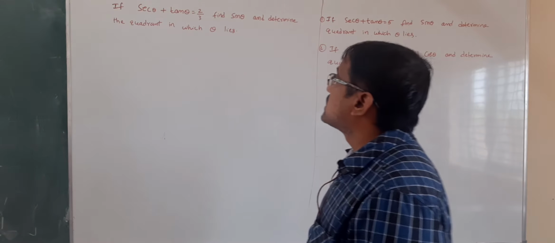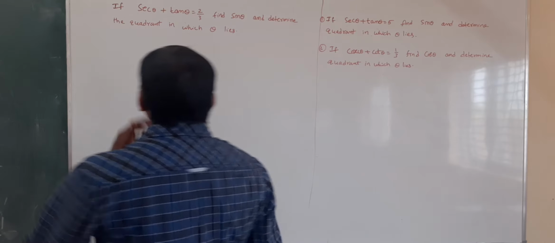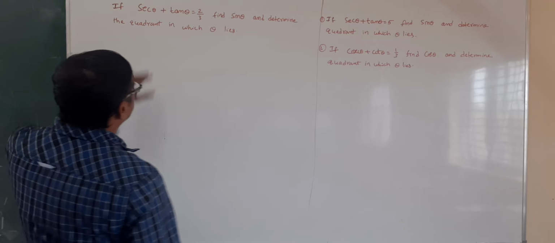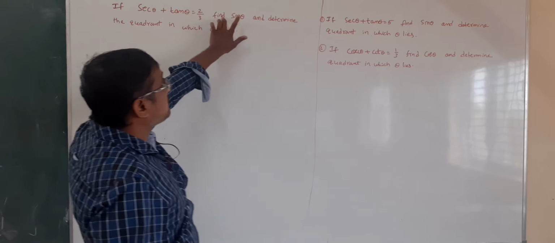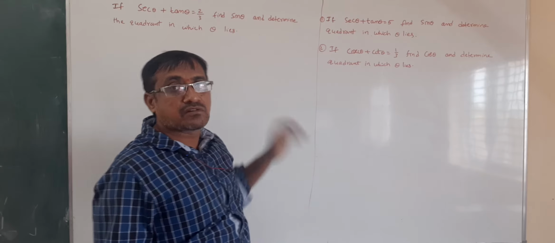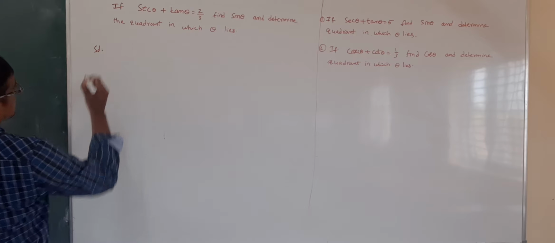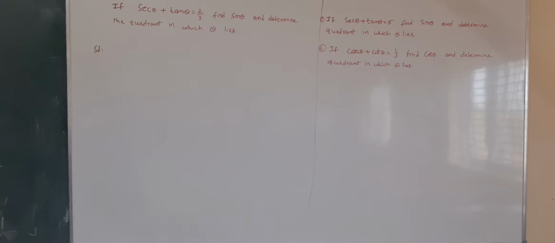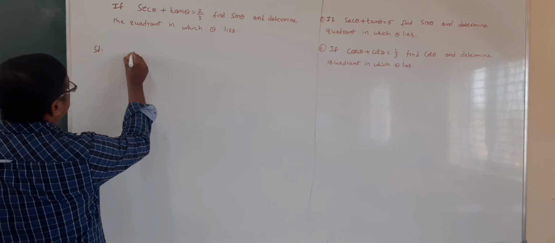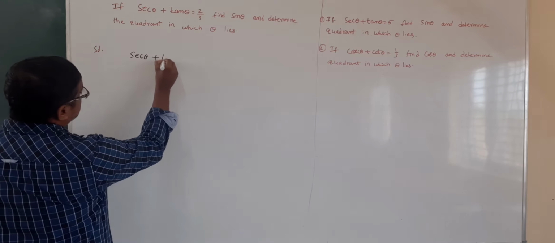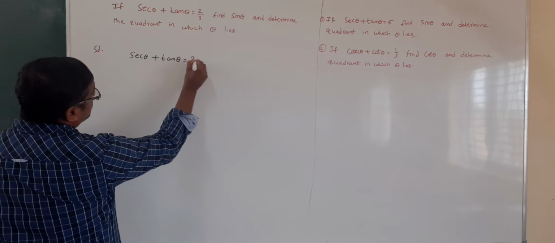Now, see this. It is given that secant theta plus tan theta is equal to 2 by 3. Then find sin theta and determine the quadrant in which theta lies. So it is given secant theta plus tan theta is equal to 2 by 3.